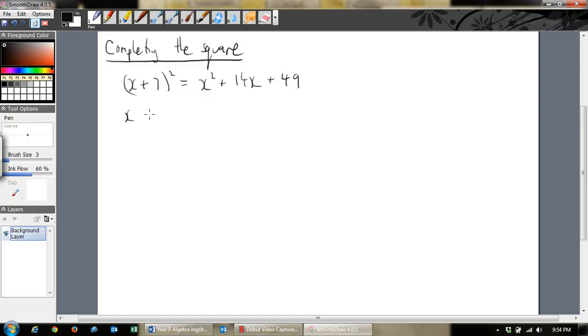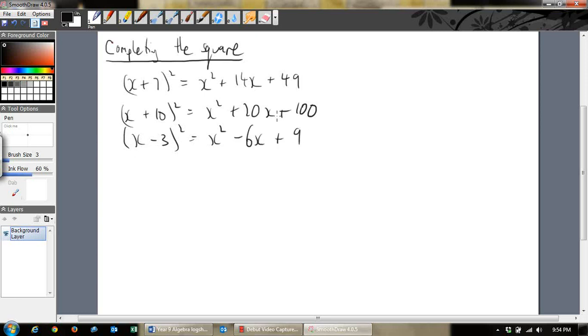Let's do x, I don't know, plus 10 squared will be x squared plus 20x plus 100. And I'll just do a minus in here. x minus 3 squared will be x squared minus 6x plus 9.